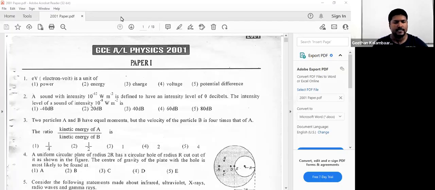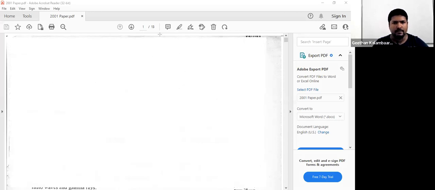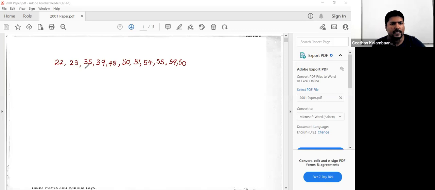All right, this is the discussion of the 2001 past paper. The questions that we'll be discussing will be 22, 23, 35, 39, 48, 50, 51, 54, 55, 59, and 60. Right, so we start with question number 22.